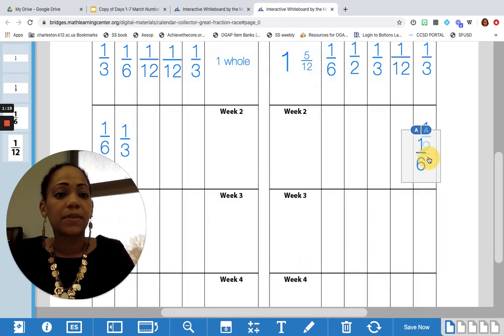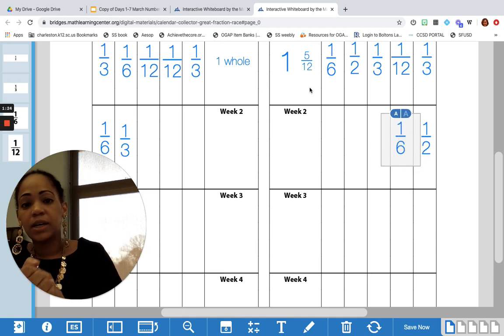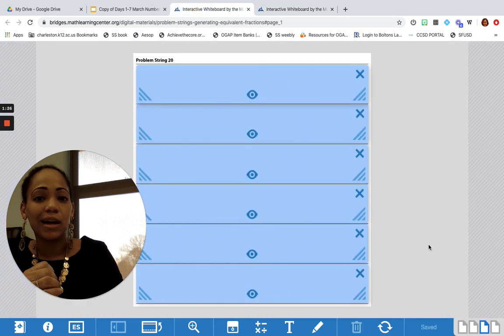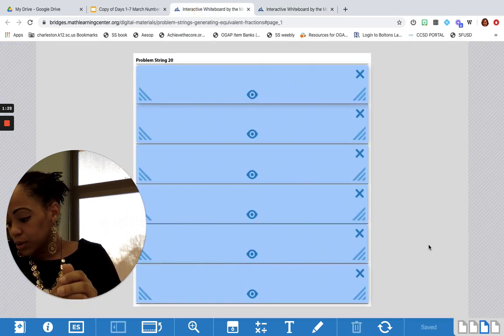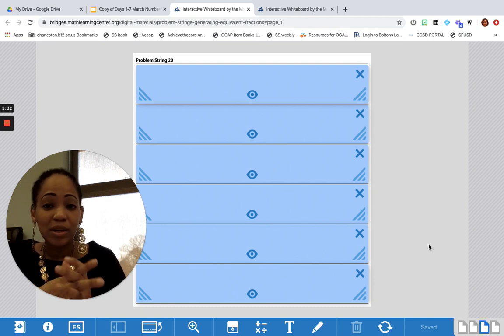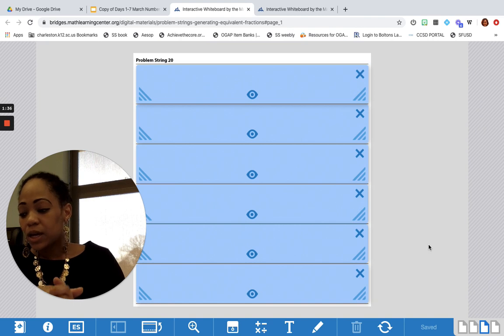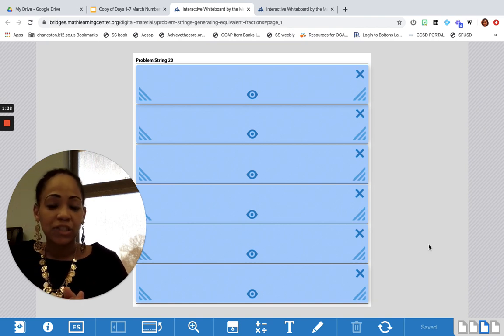All right. Now on to our problem string. If you would open up, you have a blank clock page in your Number Corner student books. You can get out some colored pencils or crayons, or maybe you just have a pencil, which is fine with me. And we are going to talk specifically about equivalent fractions today.